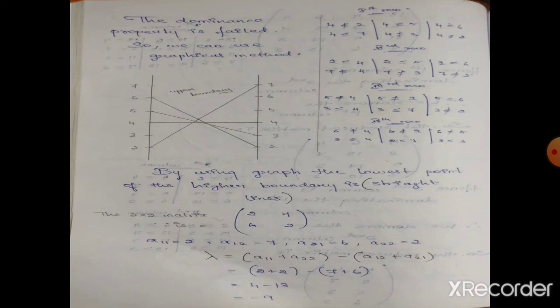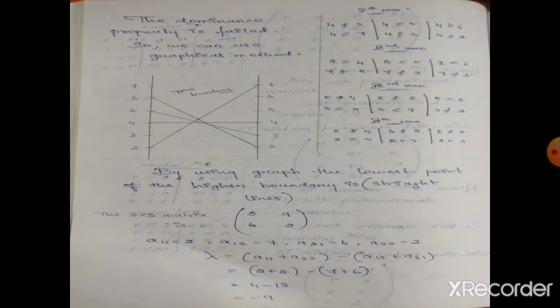The next row value will be 2 and 7. So for the left hand side you have to mark it as 2. For the right hand side you have to mark it as 7. So you have to join these 2 by a straight line. Third row element is 5 and 3. So you have to mark 5 on the left hand side, 3 on the right hand side. So you have to join these 2 points. The last row element is 6 and 2. So 6 will be the left hand side value, 2 will be the right hand side value. For this also you have to join 6 and 2.